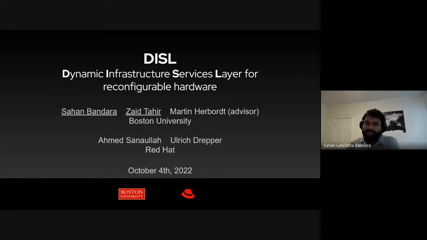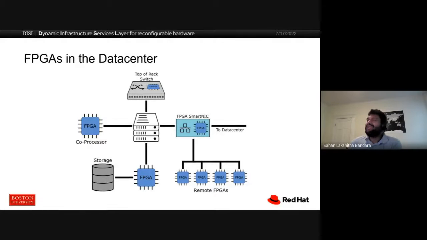So today I'll be talking about the dynamic infrastructure services layer for reconfigurable hardware, or TISL. I will probably skip this slide, because I've covered most of it. But the basic idea is that FPGAs are being used more and more in data centers as switches, NICs, processors, in storage, and as disaggregated compute components. And it's not just the data center where FPGAs are being widely used. It's actually only a small step from these remote FPGAs to the FPGAs on the edge and IoT. However, FPGAs are more challenging and need a higher level of expertise to program and extract full performance out of, compared to CPUs or GPUs.